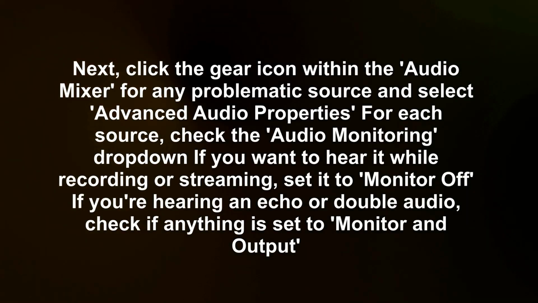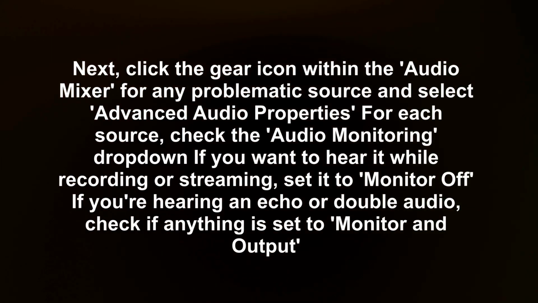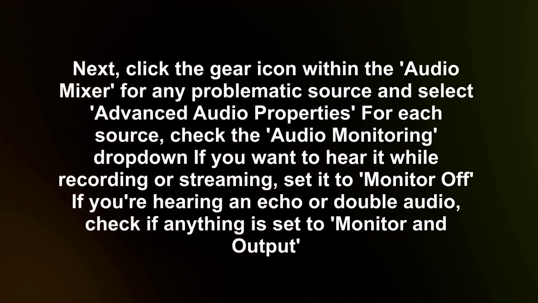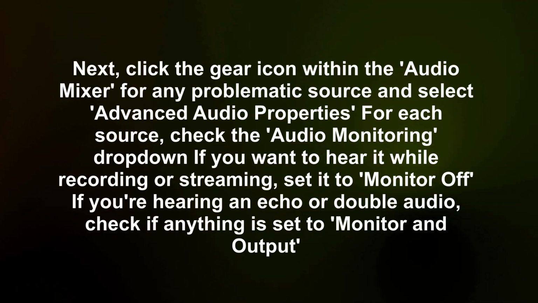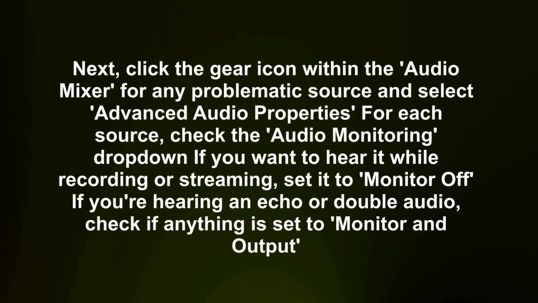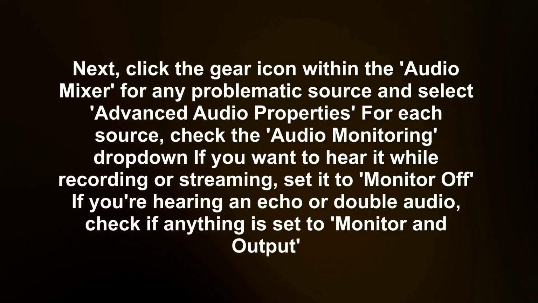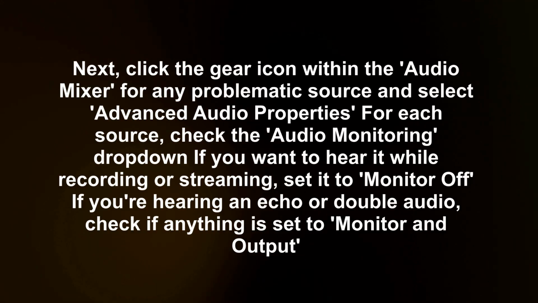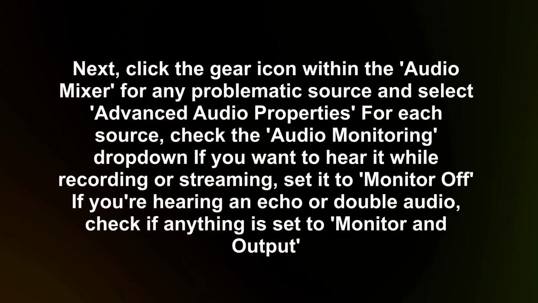Next, click the gear icon within the audio mixer for any problematic source and select Advanced Audio Properties for each source. Check the audio monitoring dropdown if you want to hear it while recording or streaming. Set it to monitor off if you're hearing an echo or double audio. Check if anything is set to monitor and output.